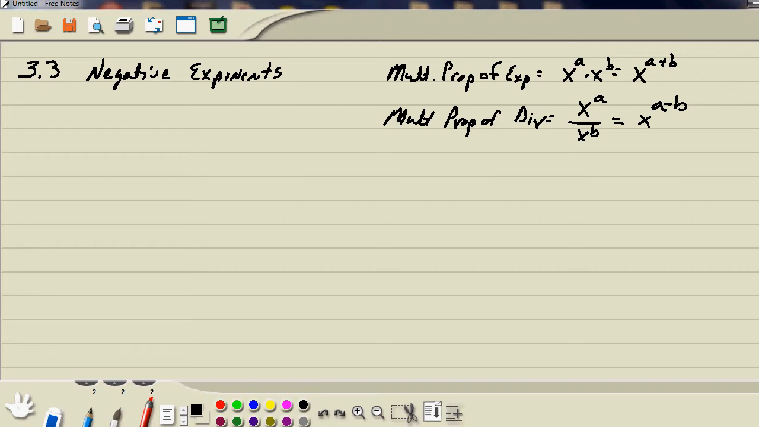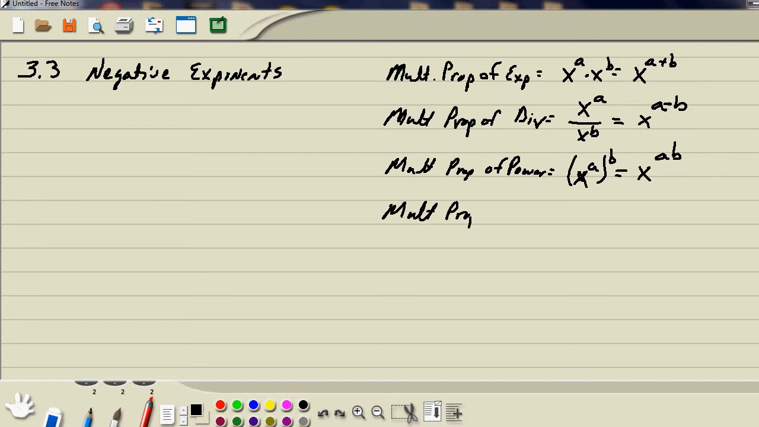And then we had the power property. So if I have x to the a, to the power b, it's basically x to the a times b, or I multiply a times b. And the last one is the zero property. Anything to the 0 power is 1. So I wanted to review that real quickly so that it was fresh in your mind.